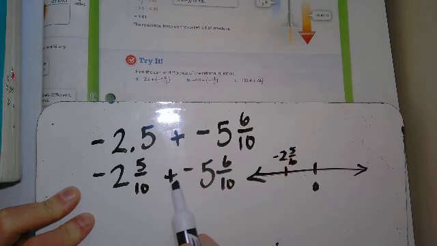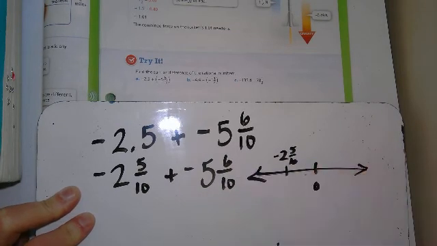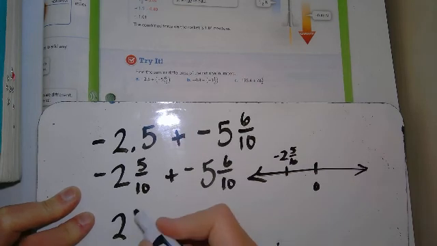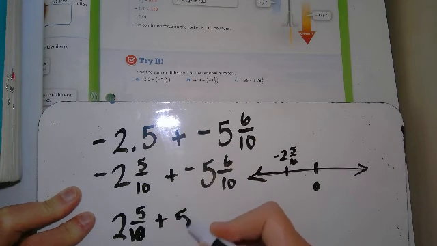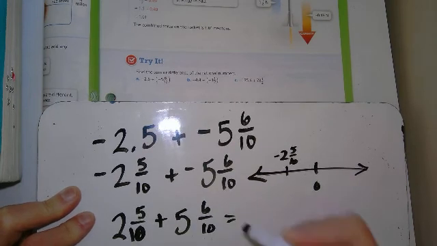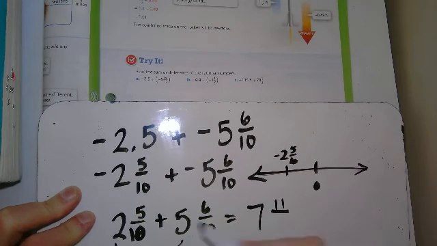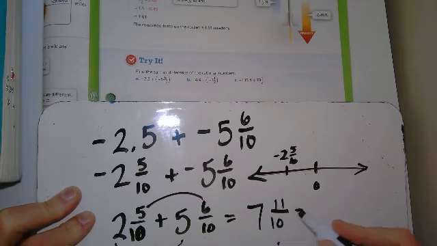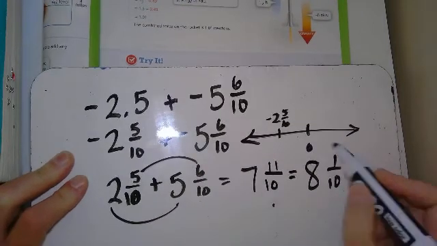Somewhere over here. Now I'm essentially subtracting 5 6/10 because when I add a negative, it's like I'm subtracting or I'm adding more onto the negative side of the number line. And so essentially I'm taking 2 5/10 and I'm adding 5 6/10. And I end up at 7 11/10, which is equal to 8 1/10.